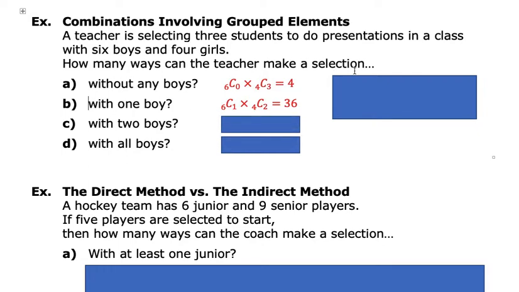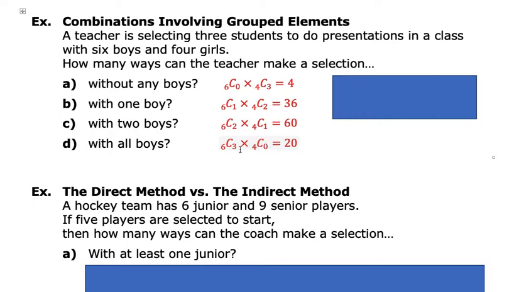Next, how many ways can a teacher make a selection with 2 boys? So if we make a selection of 6 choose 2 boys, we still have a remaining 1 person to select from the girls. And similarly with all boys, our selection size is 3. So if we selected 3 out of the 6 boys, then there'd be remaining 0 girls to select.